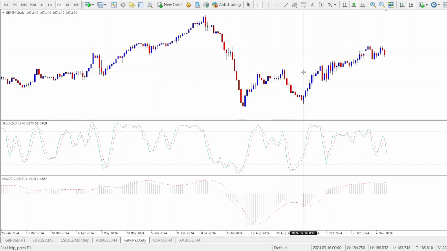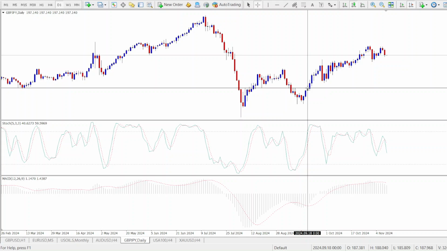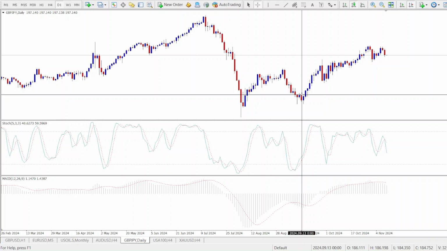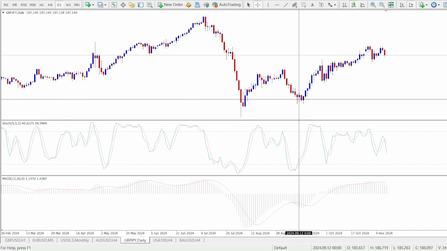First, remember to look for alignment between the stochastic oscillator and the MACD. If the stochastic is signaling overbought, but the MACD hasn't crossed down yet, consider waiting for confirmation from the MACD before entering a short trade. All right. Secondly, adjust your settings based on the time frame. Shorter time frames might need quicker adjustments, while longer time frames often use the default settings.